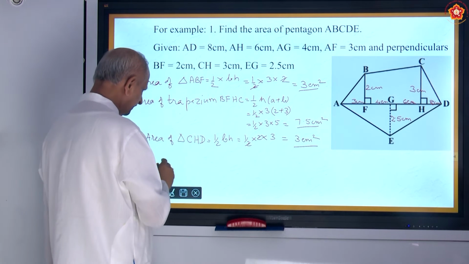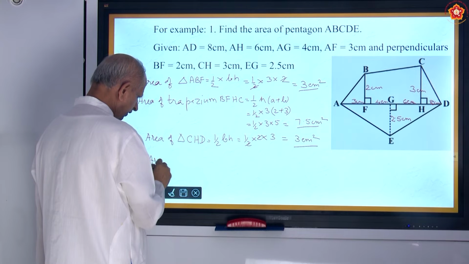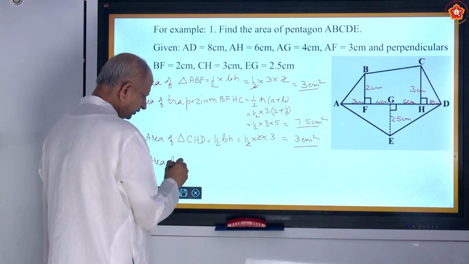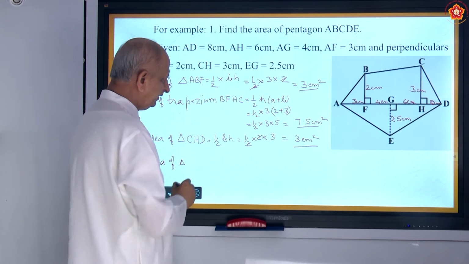And lastly, the big triangle. Area of triangle AED.